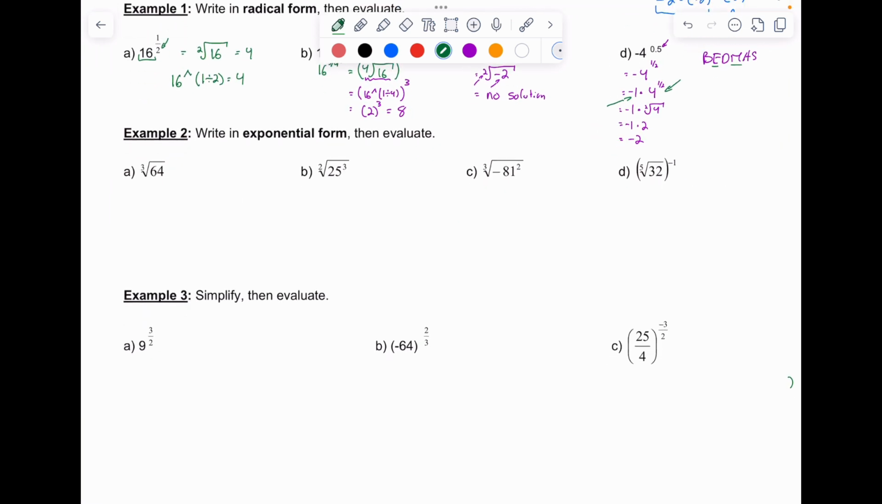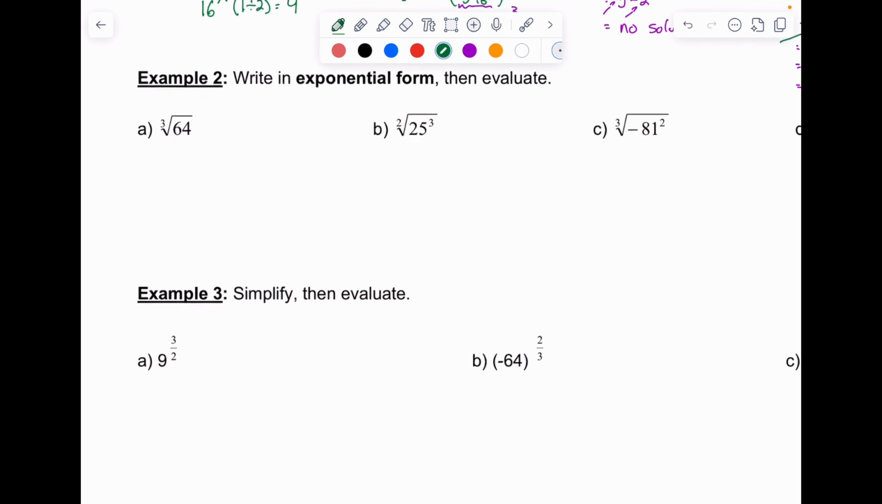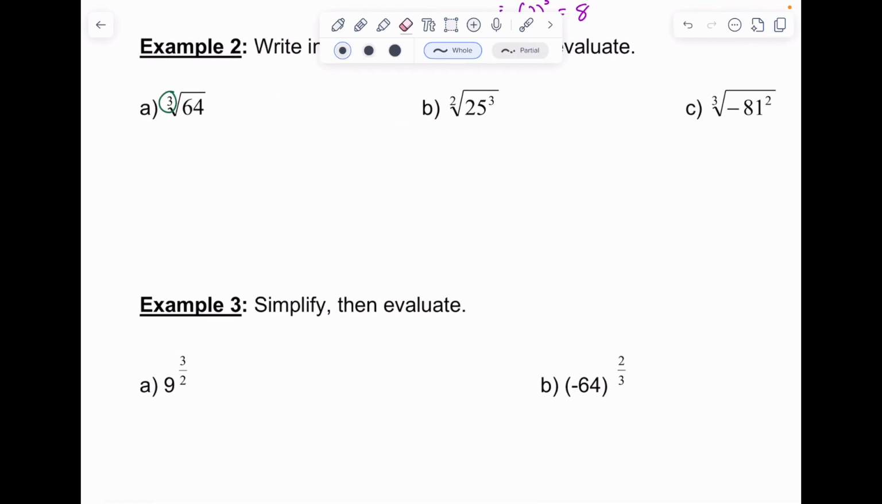So example 2, write in exponential form, then evaluate. Okay, so I see a 3 here. What that means is I'm taking whatever's under the root and I'm saying 64, and that is to the power of 1 over 3, because there's really a 1 here, right? I don't see a number, so that number is 1. So now evaluate this. So try it out for yourself. Go 64. I'll write it over here. Don't write the purple, okay? Because this is me just showing you how to practice your calculator. Go 64 to the power of 1 divided by 3, all right? And if you do that, you will get 4.